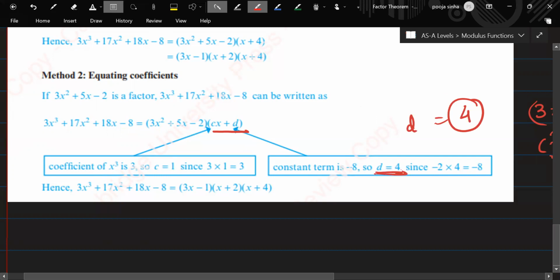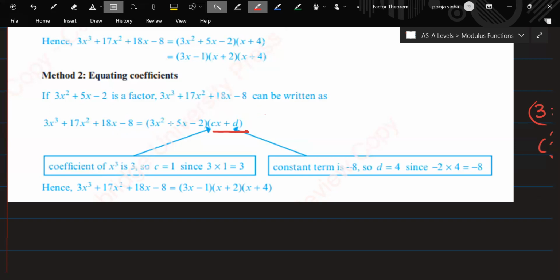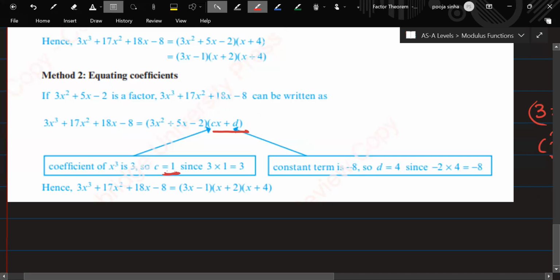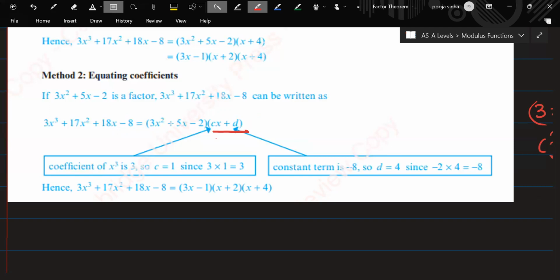Right? So you got the c. In place of c, you will write 1, sorry, I said 3. In place of c, you will write 1 and in place of d, you will write 4. So instead of doing the entire long division method, we just compared the coefficients and we found out the answer. Clear?